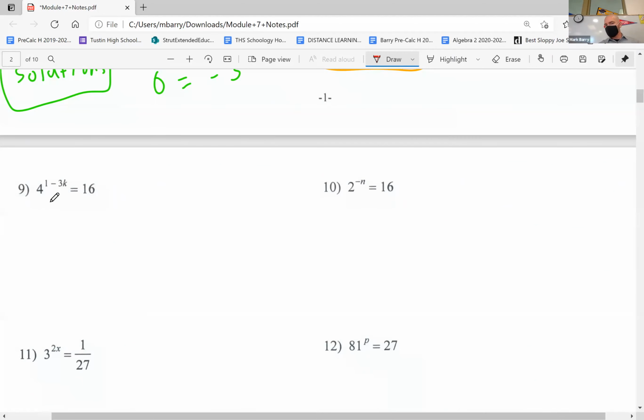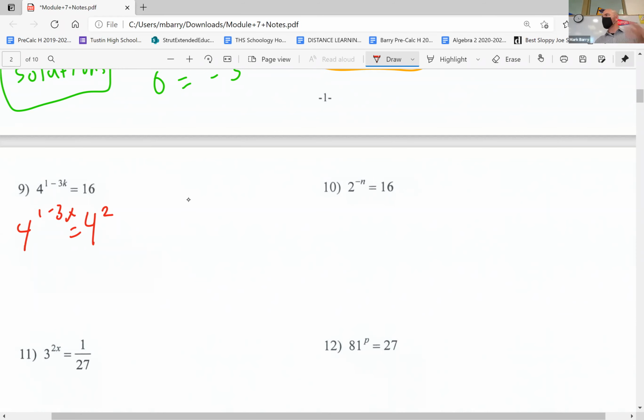So we have to look at these two bases here, and we're usually going to look at the bigger one first, and you're going to think, can I write 16 using a base 4? Okay, can I write 16 using a base 4? And I'm going to say yes. 16 is 4 to what power? 2. 4 to the second power, correct? 4 squared is 16. So I'm going to rewrite 16 as 4 squared.